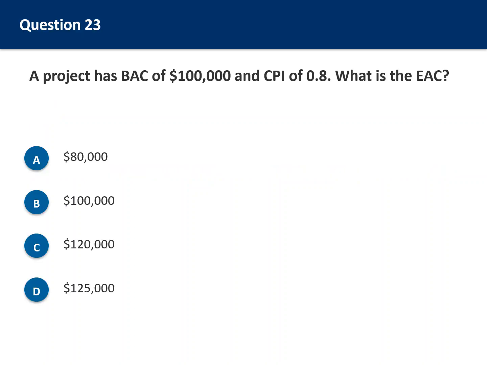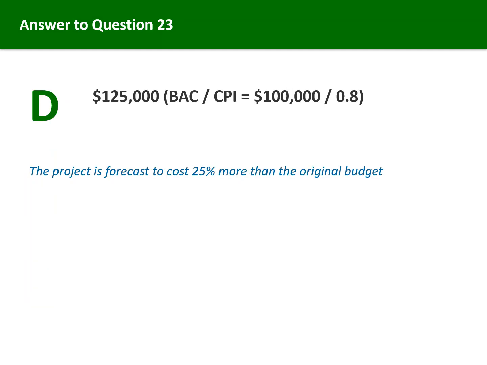Question 23. A project has BAC of $100,000 and CPI of 0.8. What is the EAC? Option A, $80,000. Option B, $100,000. Option C, $120,000. Option D, $125,000. Apply the EAC formula. The correct answer is D, $125,000.